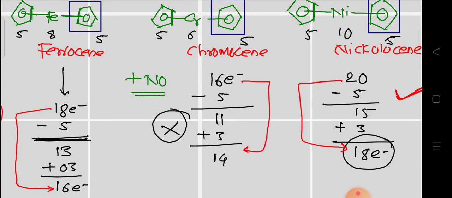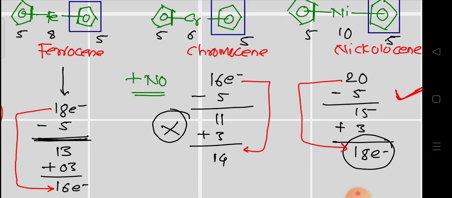Then for chromocene, what will happen? In total we have 16 electrons. I am removing first a Cp, that is cyclopentadienyl, so it becomes an 11 electron, and then I am adding NO, it becomes a 14. So the first complex after replacement by NO becomes 16, then the second complex 14.